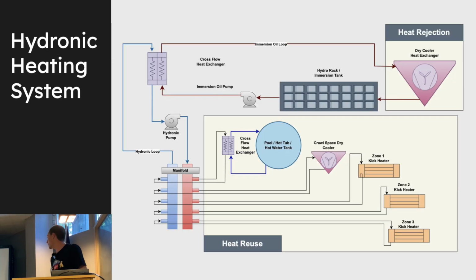So here's a diagram I threw together for a hydronic heating system. I'll just stand up here and point so everybody can see. This is your immersion or hydro rack with all your miners. That heat goes to the left through that first pump. That purple box up there is where you hit your first dual loop heat exchanger. That heat is transferred to the blue loop. So now the heat is in your water glycol system.